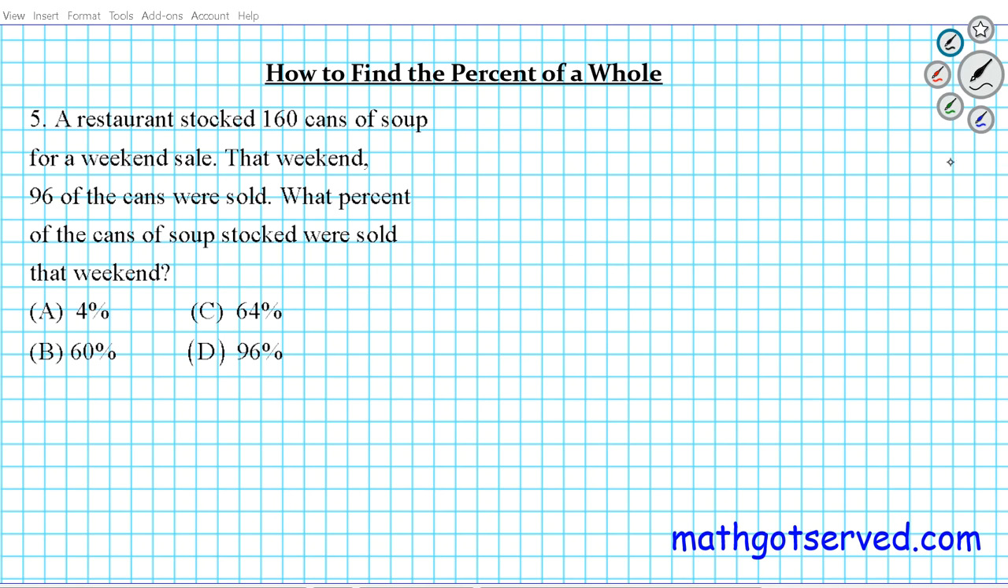Okay, so to calculate percent of a whole, you need to know what the formula is. So this is another formula that's contained in our must-know formulas for the Accuplacer. So do check it out at mathgotserved.com.